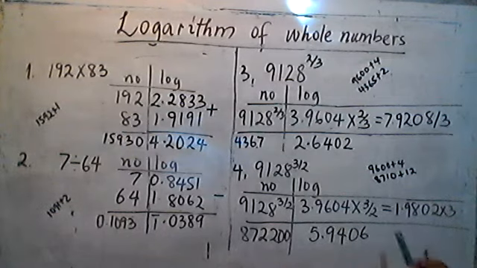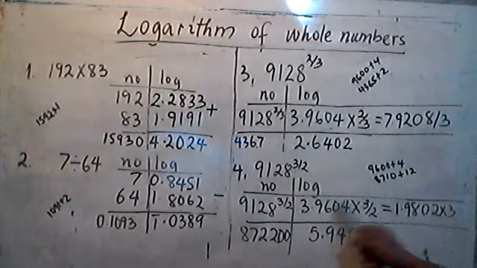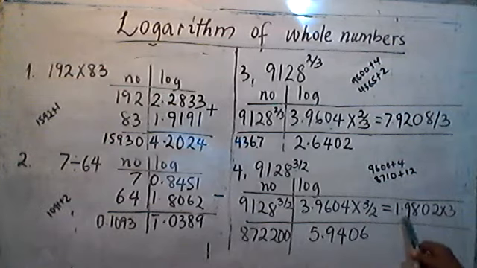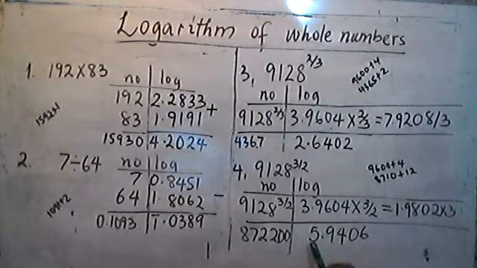Then the next thing is we divide first before we multiply. So if I divide this by 2, I will have 1.9802 times the power 3. I will now get 5.9406. Then we look for the antilog.